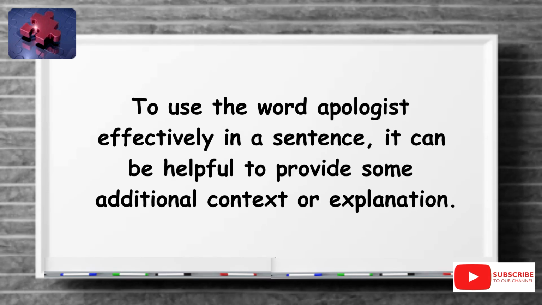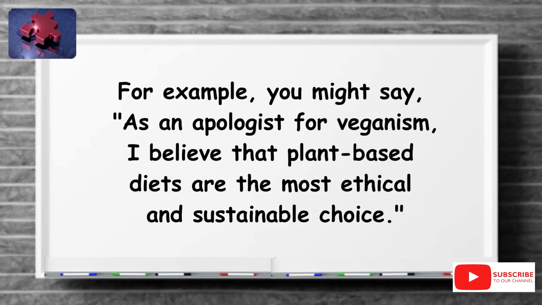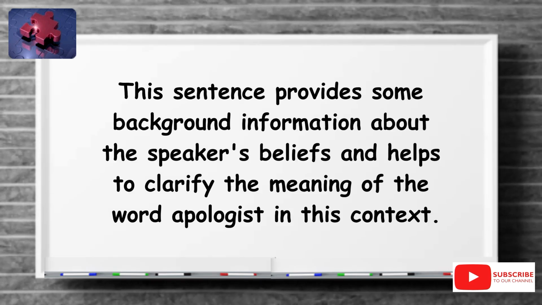To use the word apologist effectively in a sentence, it can be helpful to provide some additional context or explanation. For example, you might say, as an apologist for veganism, I believe that plant-based diets are the most ethical and sustainable choice. This sentence provides some background information about the speaker's beliefs and helps to clarify the meaning of the word apologist in this context.